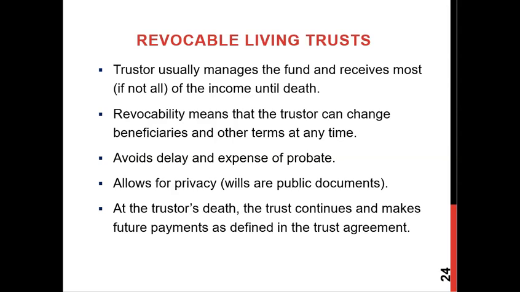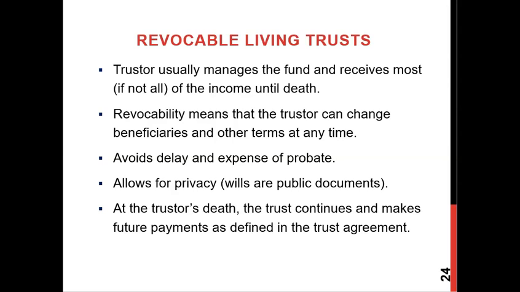Now we will learn different types of trusts. One of the most common trusts is known as a revocable living trust. This trust is established when a person is alive, and the trustor usually manages the trust and the fund and receives some income until his or her death. It is known as revocable. Why? Because revocability means that the trustor can change beneficiaries or any terms anytime before his death, and it avoids the delay and expense of probate, and it also allows privacy.